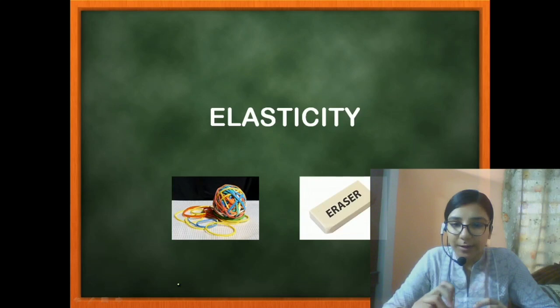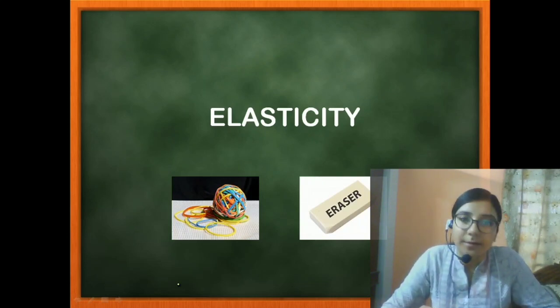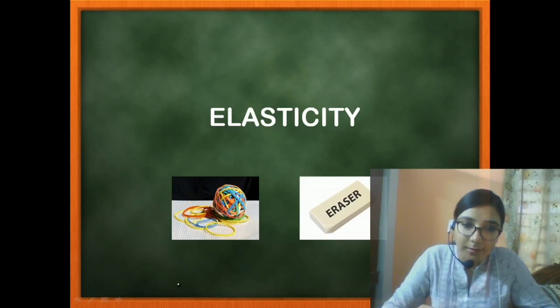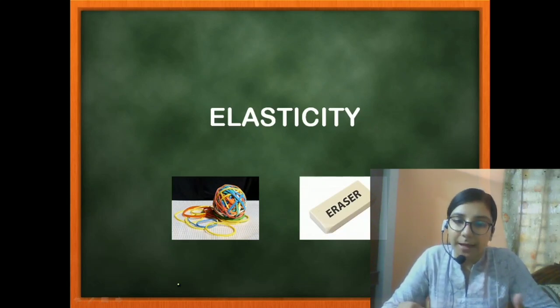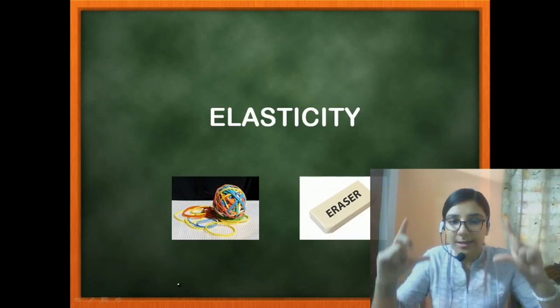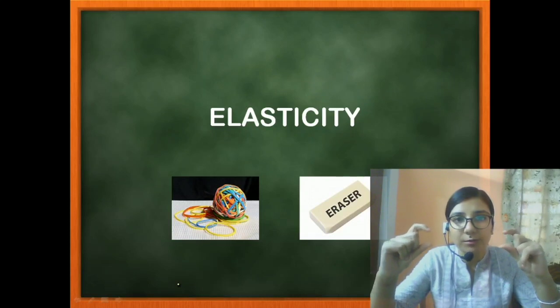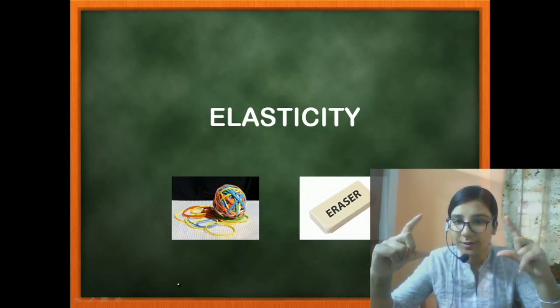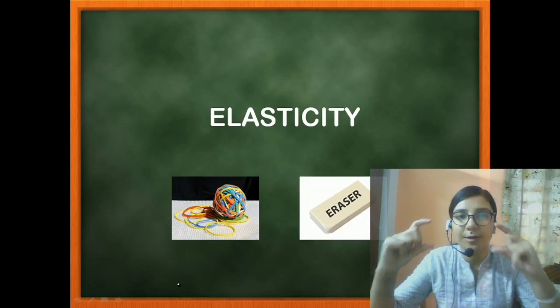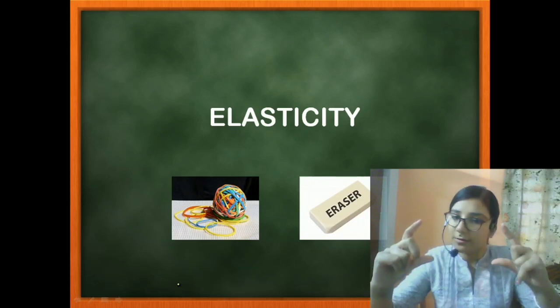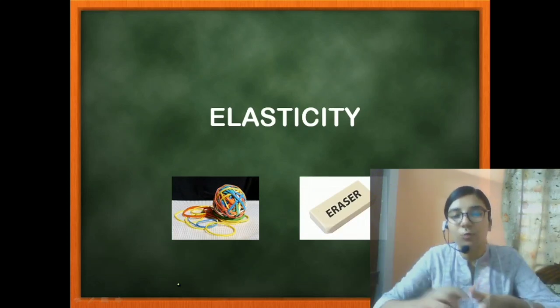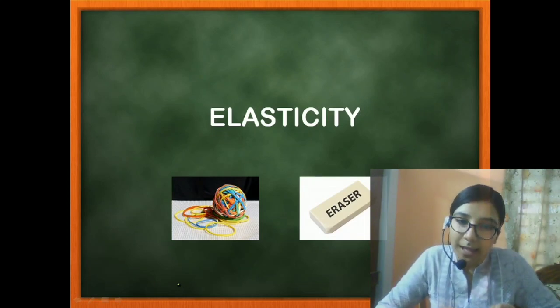When we twist it, we see that it gets deformed, its shape changes, and when we remove the force, it will regain its original shape and size. Another example we can think of is cushion. When we apply some force on the cushion, it will get deformed, it will get squeezed, right? And when we remove the force, it will again regain its original shape and size. Okay, and it will do that because of the property of elasticity.